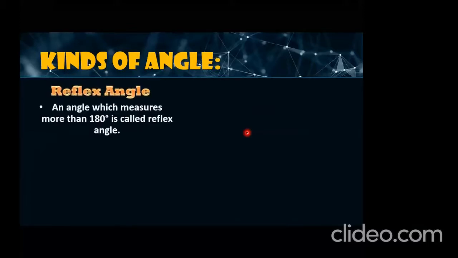Reflex angle. Now what is a reflex angle? An angle which measures more than 180 degrees. Okay, the angle which measures more than 180 degrees will be a reflex angle. Just suppose, if I am talking about this angle, basically this is an acute angle, but we are talking about the reflex angle, so the angle which is formed outside this one. So this is basically the reflex angle which is equal to 230 degrees, and you know 230 is greater than 180, so it will be a reflex angle, right?